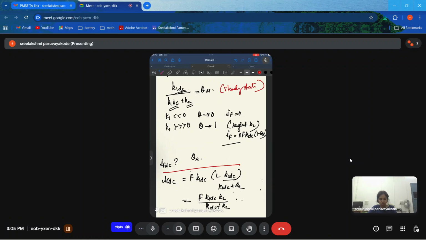So what does this mean at steady state? When K1 is very small, what happens? Theta tends to 0. That means there is no surface which is adsorbed by any intermediate. And when K1 becomes very large, K2 can be neglected, theta becomes 1. That means the entire surface is covered by the adsorbed intermediate. And in that case, we get an equation like this.